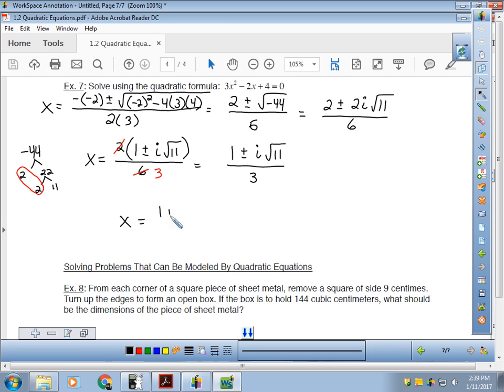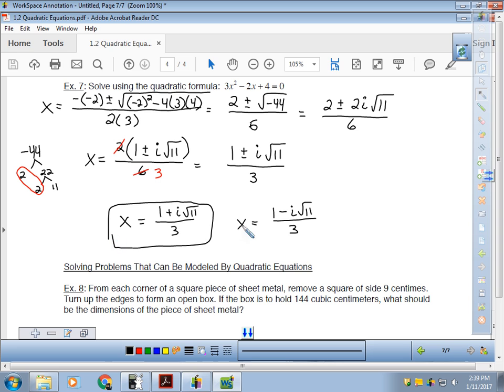Which really means we have 2 answers. We have 1 plus i square root of 11 over 3, and we also have another answer, which is 1 minus i square root of 11 over 3. So these are our solutions to the quadratic equation. Now obviously we can't check those with a calculator because they are imaginary, but they do work.